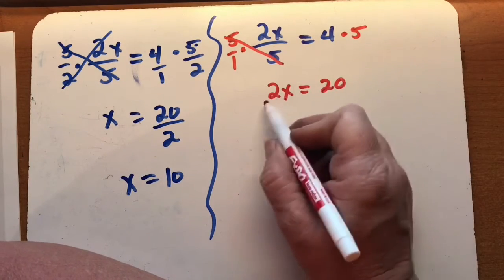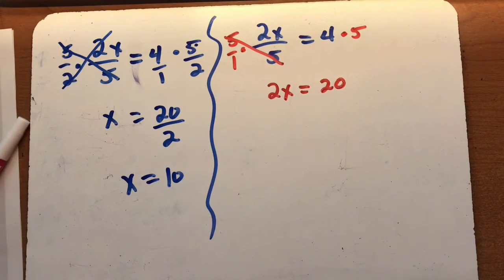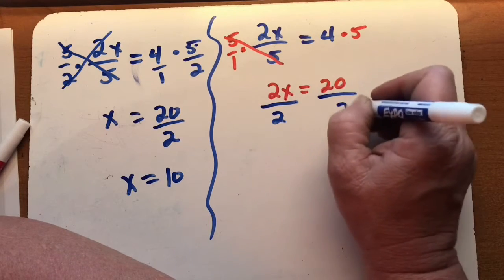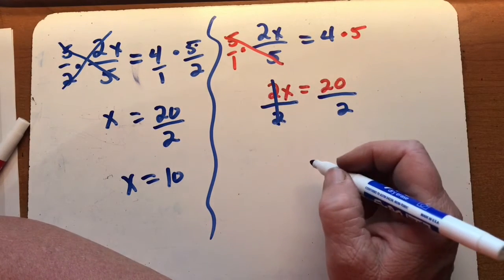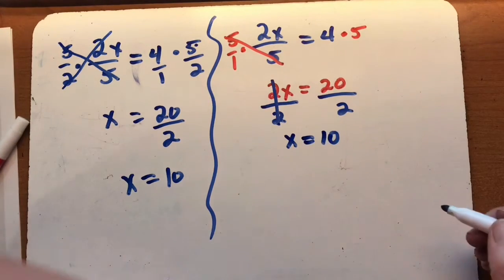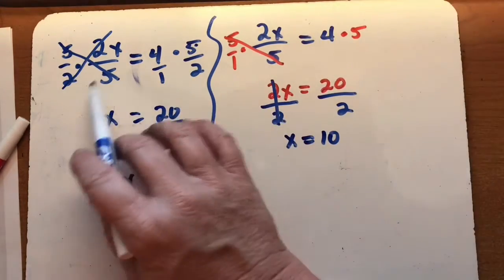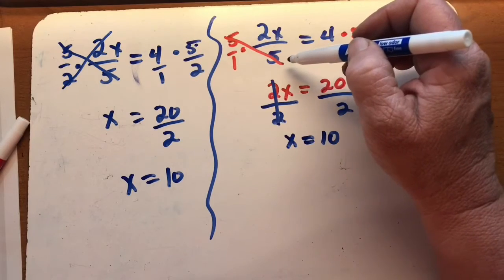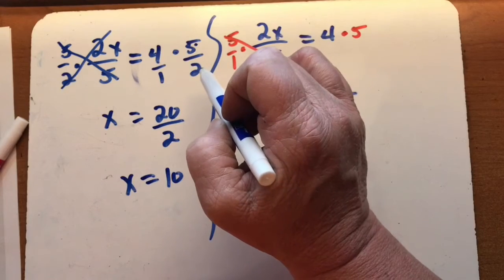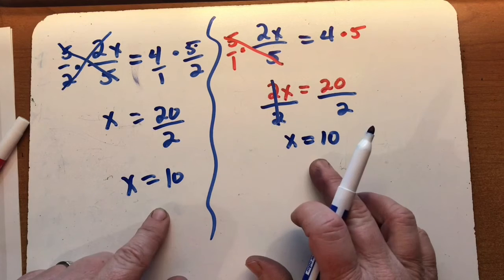And then, now I've got another one. 2 is being multiplied to x. So to undo multiplication, I divide. So I'm going to divide by 2 here, divide by 2 here. These 2's go away. And I'm left with x and 10. Okay? So if fractions scare you, don't do this. Do this, get rid of the fraction immediately. Okay? If fractions are your friend, go for it. Either way, you're going to come up with the right answer. It's okay.